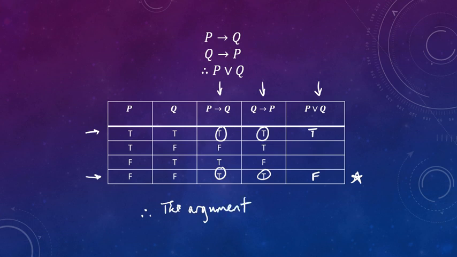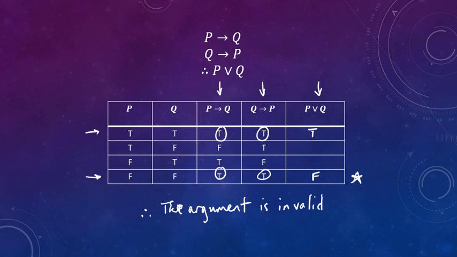So therefore, the argument is invalid. And once again, all it takes is for one critical row, one row where all the hypotheses are true and the conclusion is false, to say that the entire argument is invalid.